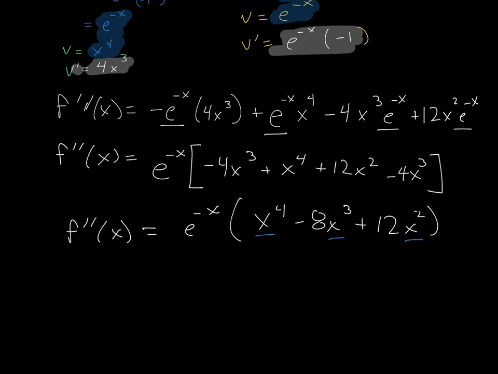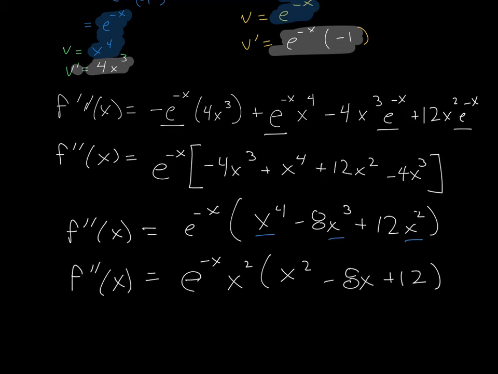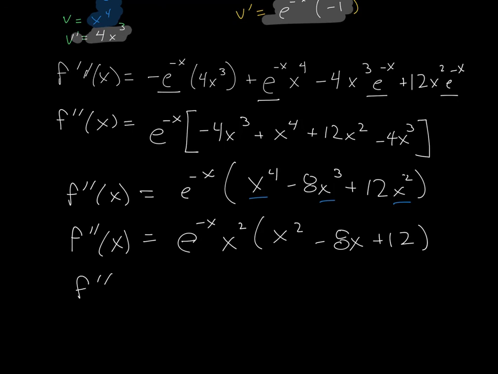So I'm also going to go ahead and pull that out, and that's going to leave me with e to the negative x times x squared times x squared minus 8x plus 12. And at this point it's factorable, and it's a great thing when we're doing them like this and it's factorable because it means everything is just coming together. So this is still e to the negative x times x squared, and when I factor that, that gives me x minus 6 times x minus 2.